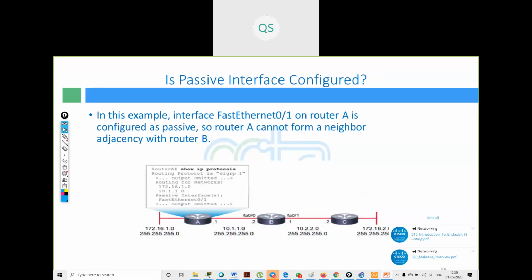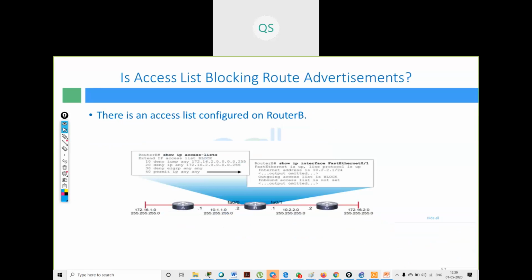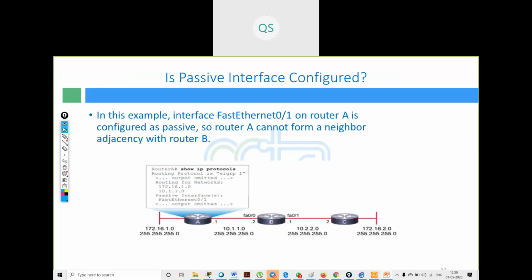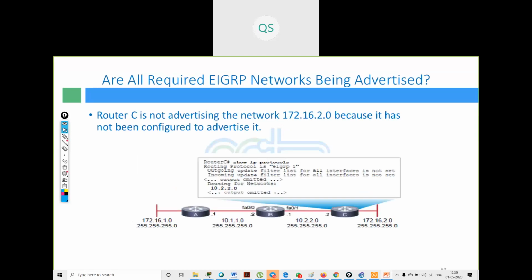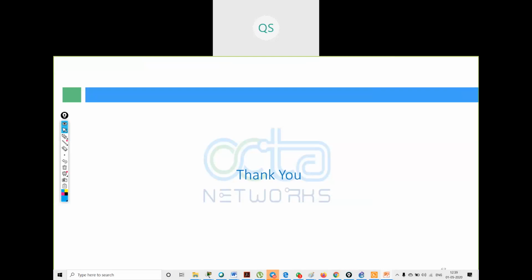Also check whether a passive interface is configured, and whether some access list is configured and blocking the routes. So these are some EIGRP concepts.